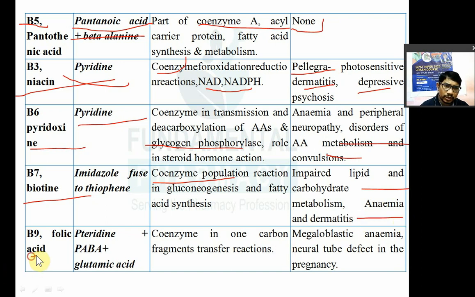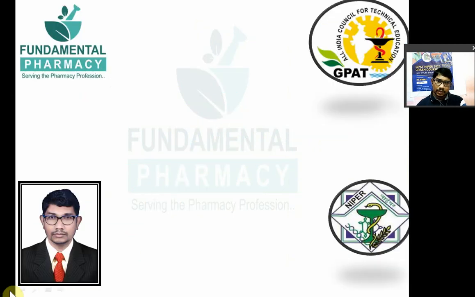Vitamin B9 is known as folic acid, and folic acid has three compounds, we have seen in detail: pteridine, para-aminobenzoic acid and glutamic acid. Again it is a coenzyme for one carbon transfer reactions, or you can say one carbon fragment transfer reactions. Deficiency of folic acid results in megaloblastic anemia. If deficiency is there in a pregnant woman, that can lead to neural tube defect. We have already seen this. Now next we'll see.